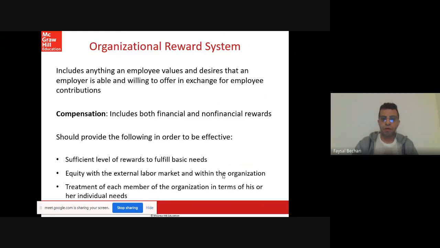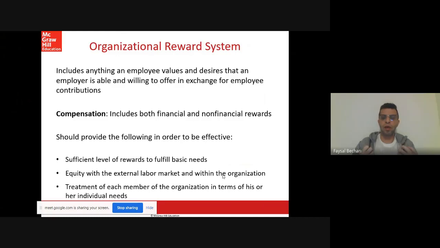Rewards should provide the following in order to be effective. In general, you have to have a sufficient level of reward to fulfill the basic needs. You need to really give the person enough so he can survive and make a better life, because otherwise he will look somewhere else if he has an option. The equity with the external labor market and within the organization. So you want to make sure that for the employees you get, there is equity and not equality.